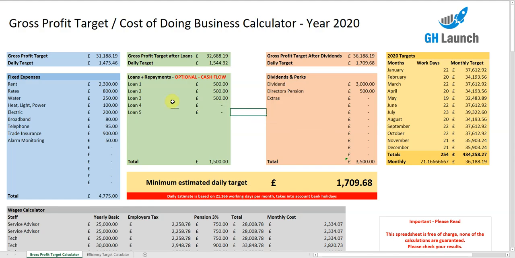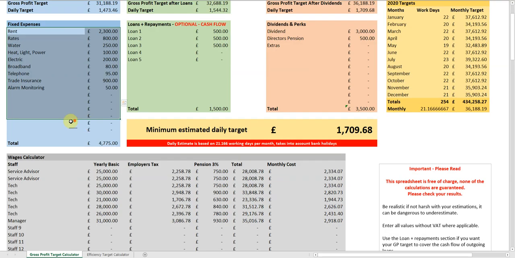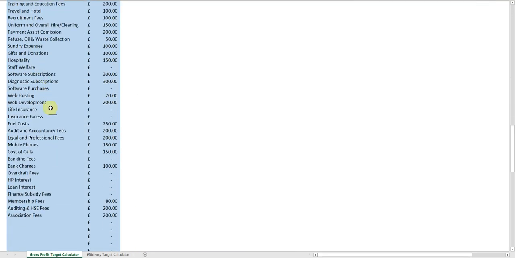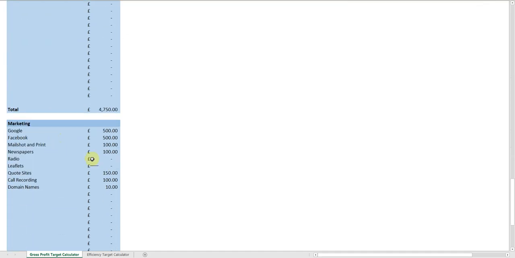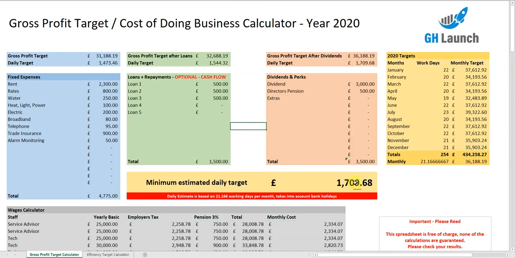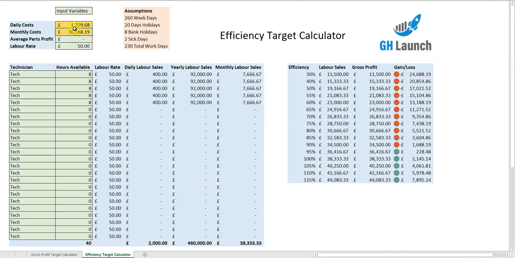So just for this demonstration, I'm just going to very quickly show you what I filled in. So just your general business expenses, some salaries. Moving down, we've just got some general overheads, etc. I'm not going to go into all the detail of how to do this because there's another video that details that. But ultimately, it gives us a daily gross profit target, a yearly gross profit target, and a monthly gross profit target.